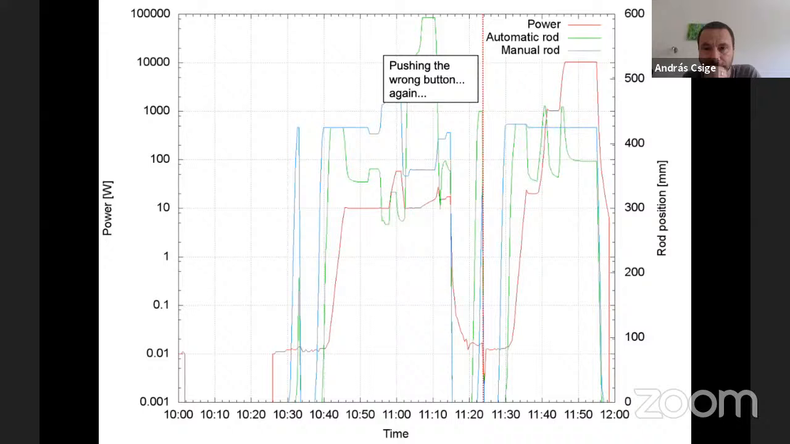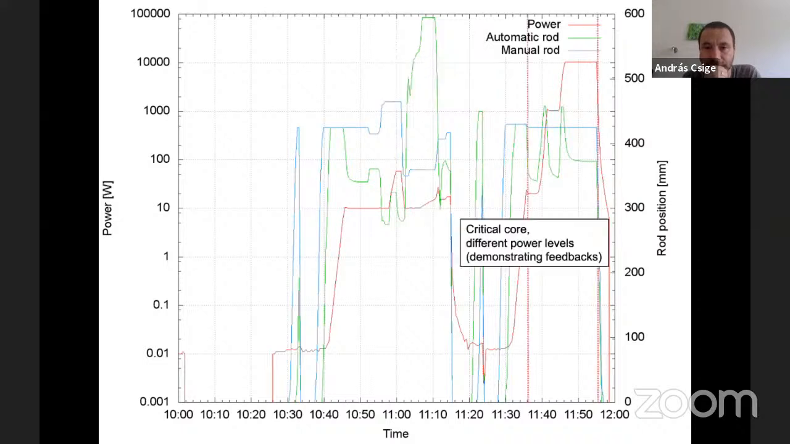Then another student sat into the operator's chair and his first try was also unsuccessful. No harm done, let's try again. After the successful second startup, the last part of the exercise was started. Different power levels were set. You see it here, 20 watts, here 1 kilowatt, here 10 kilowatts.